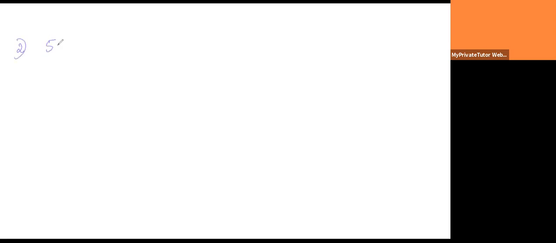So find the x and y-intercepts of this equation: 5x minus 4y equals minus 20. So I'm just writing x-intercepts. How do you find the x-intercept? You are going to substitute the y value as 0. Please substitute y as 0 in this equation.